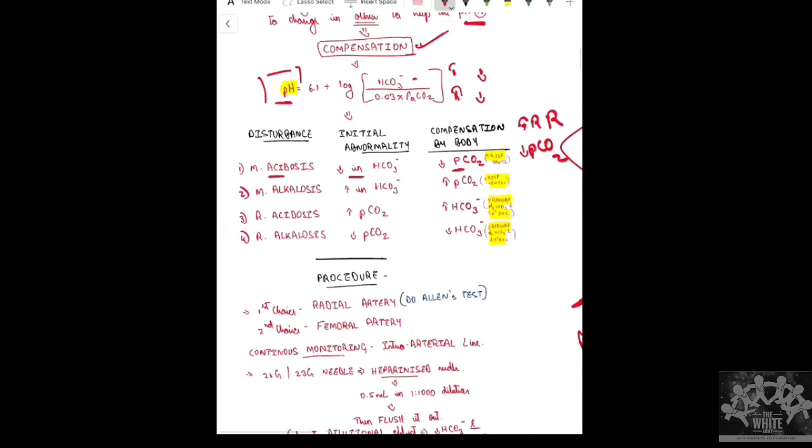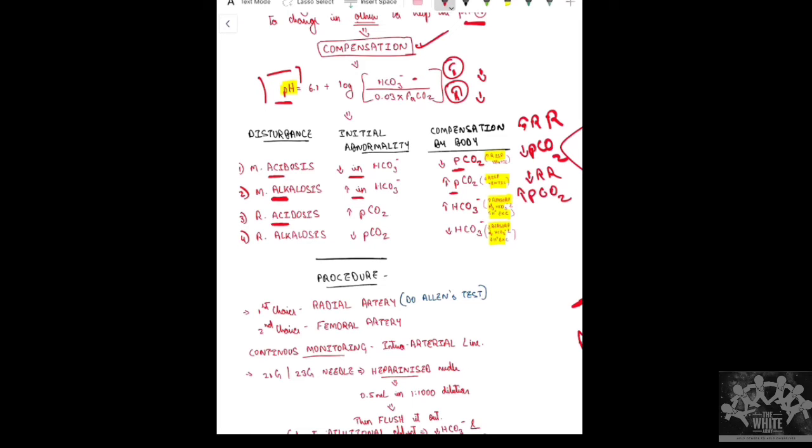Similarly, there is metabolic alkalosis. If there is metabolic alkalosis, there is an increase in HCO3 minus levels. If there is an increase in HCO3 minus levels, the body again compensates by increasing PCO2. How does it increase PCO2? It just decreases the respiratory rate. If respiratory rate decreases, dissolved CO2 automatically increases. So there will be an increase in PCO2.